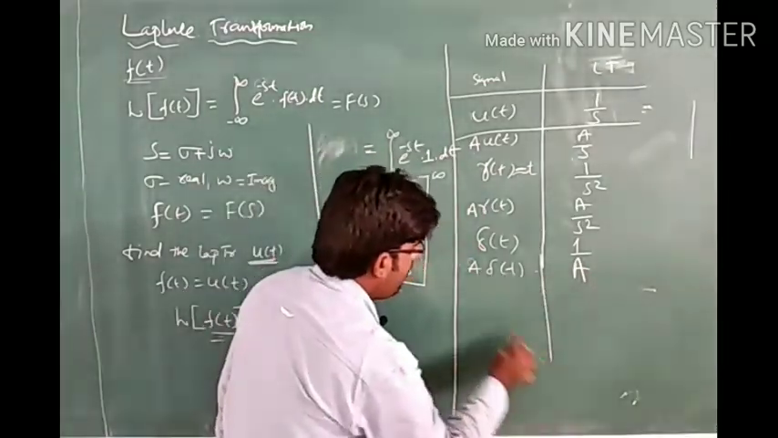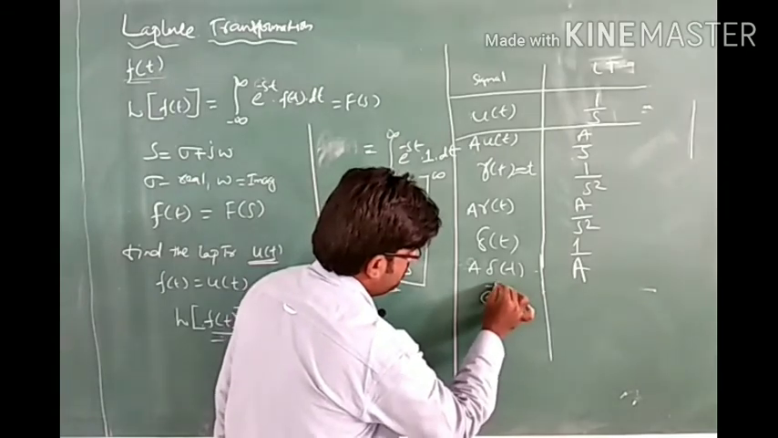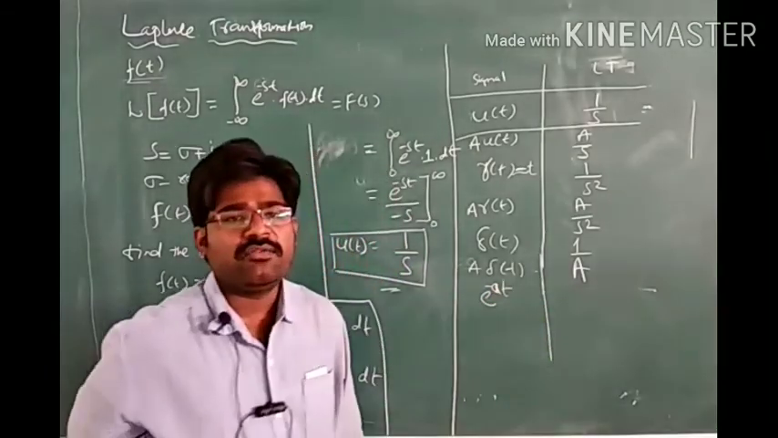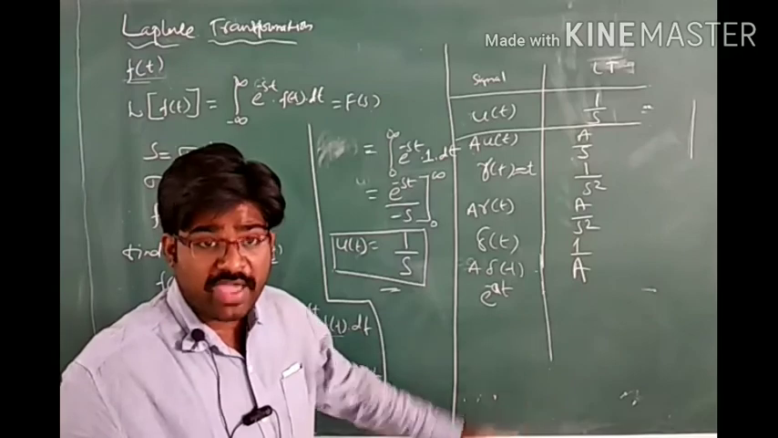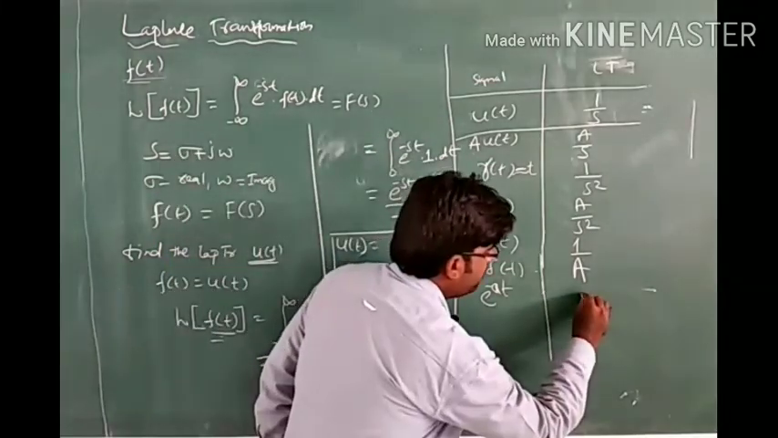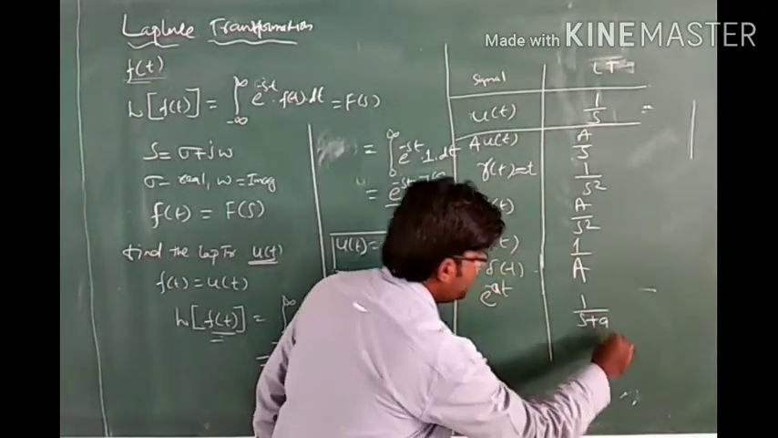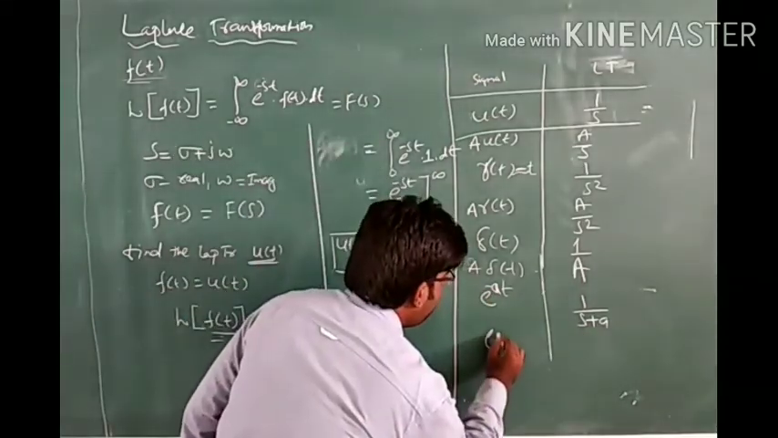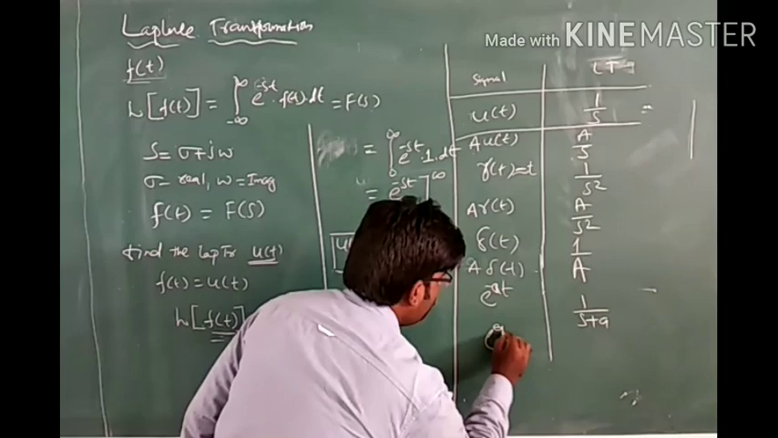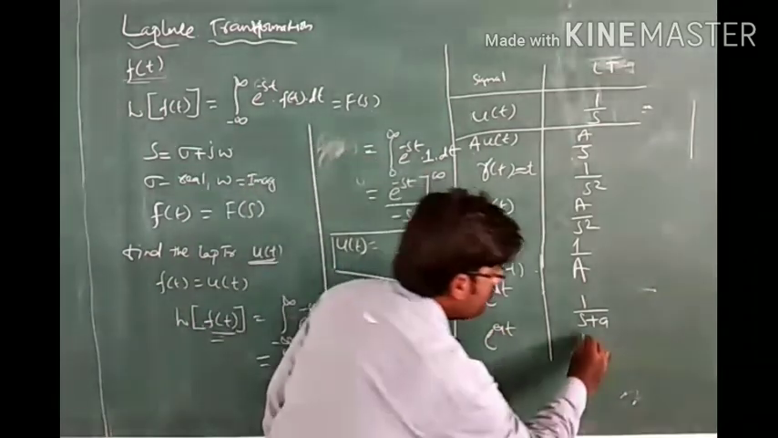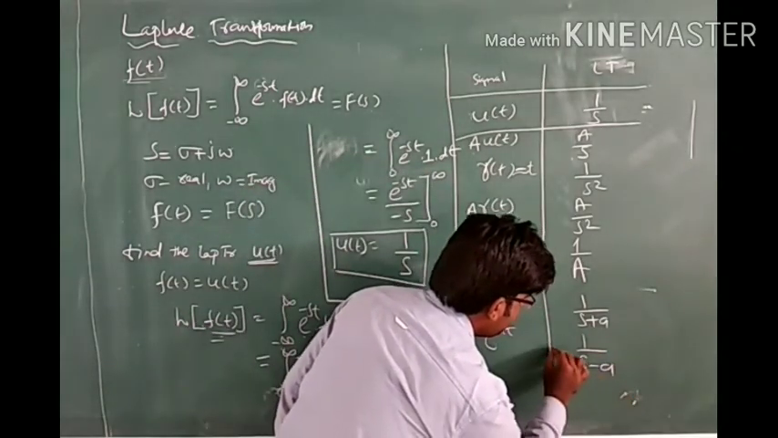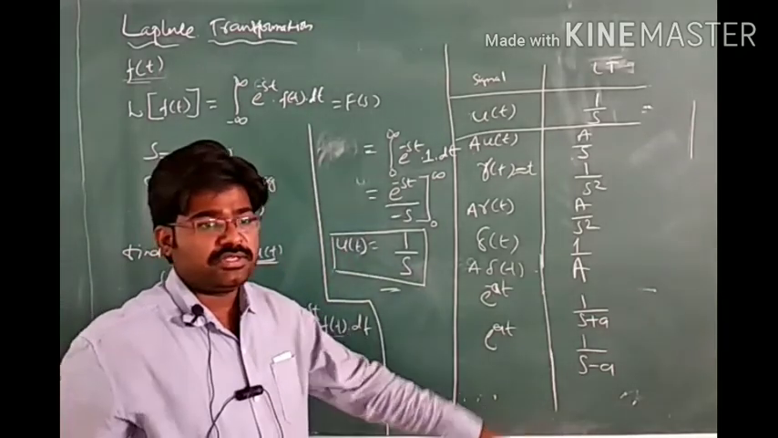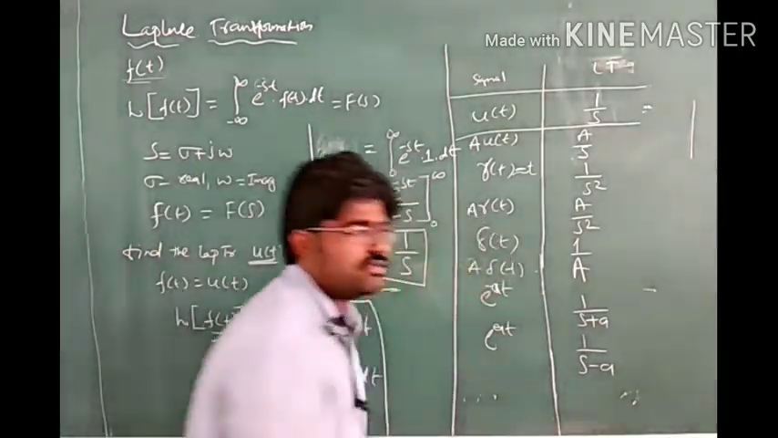Then we have e raised to minus at, the exponential function. What is the Laplace transformation of the exponential function? It will be 1 divided by s plus a. Here minus is there, so you have to write plus. Similarly, the Laplace transformation of e raised to at will be 1 divided by s minus a. So these are the Laplace transformations, conversions, direct substitutions, right?